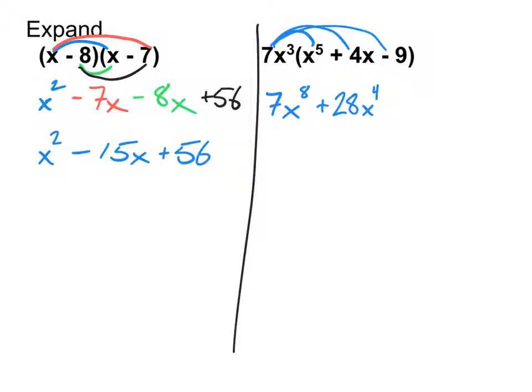All right, and then next up, we're doing 7 times the minus 9. So that's going to give me a negative 63. Now in this last term, there are no x's right now. So when I multiply the x cubed into it, it's just going to stay an x cubed. That then is the final answer that we get for that one.